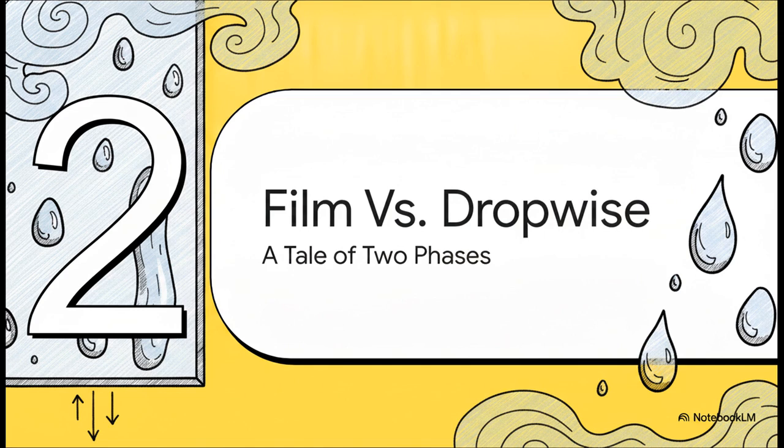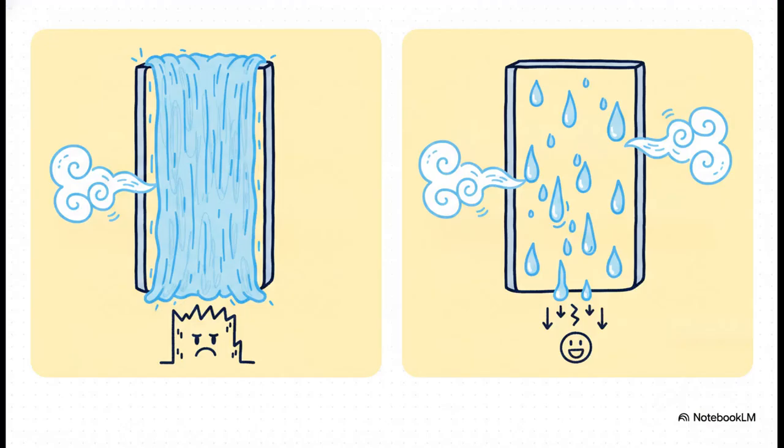Section 2. Film versus Dropwise condensation. Let's think about a vertical flat plate exposed to condensable vapor. We basically get a tale of two very different condensation personalities here. First up, we've got film condensation. This is where the liquid completely wets the surface, creating this smooth, continuous film that acts as a really stubborn thermal resistance barrier. On the flip side, we have dropwise condensation. In this case, the liquid doesn't wet the surface at all. Instead, it forms these random, independent droplets, which leaves massive portions of the plate completely exposed directly to the vapor.